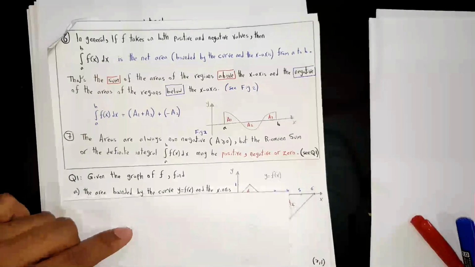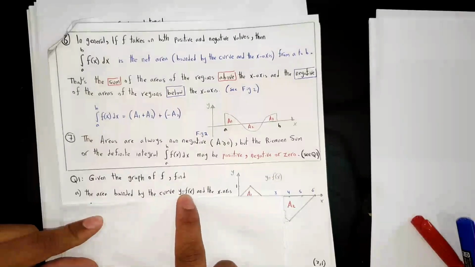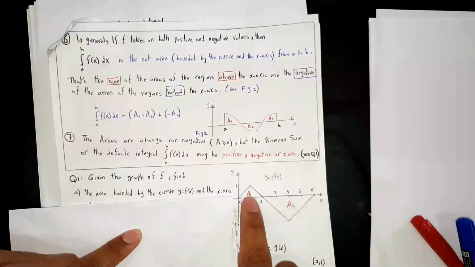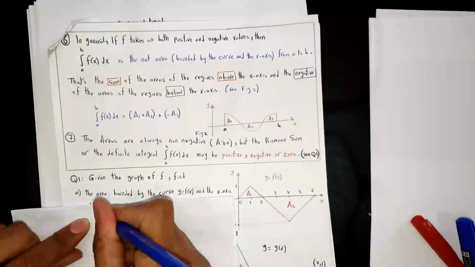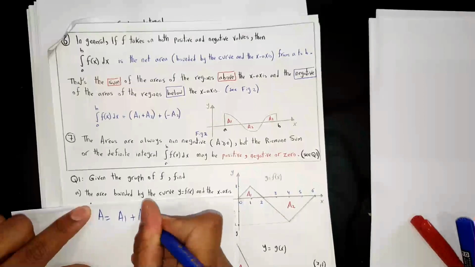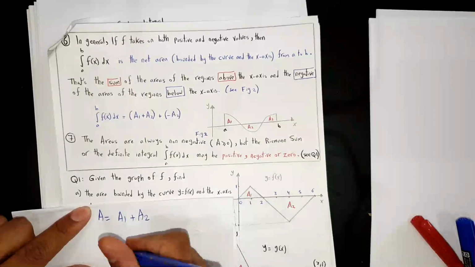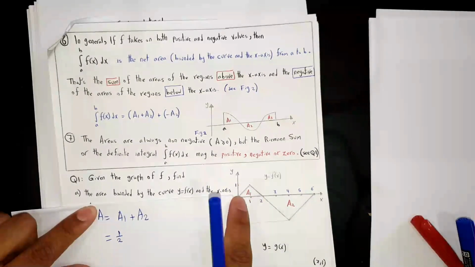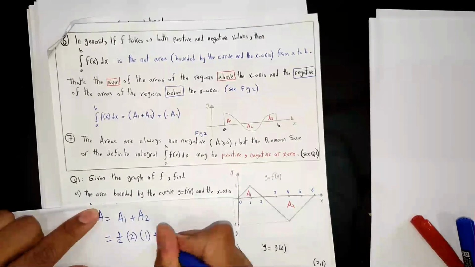It says: given the graph of f, find part A, the area bounded by the curve y equal f of x and the x-axis. Here is the graph. This is 0, this is 6. For sure, we have triangle number 1 and triangle number 2. So, the area will be what? In fact, it will be a1 plus a2, where this is a1 and this is a2. a1 is equal to what? This is a triangle, so we will multiply half by base and height. The base here is 2, and the height is equal to 1. Plus, what is a2?